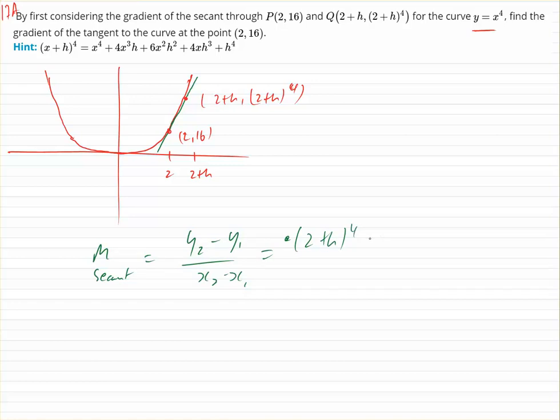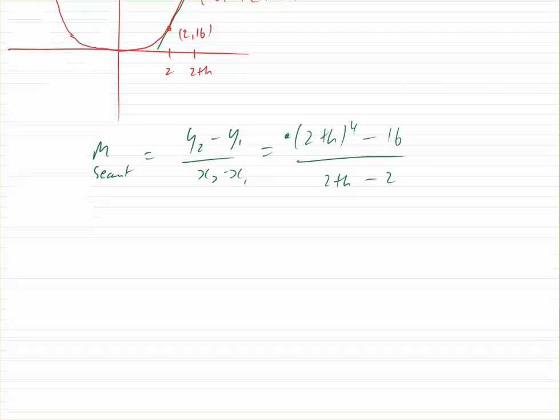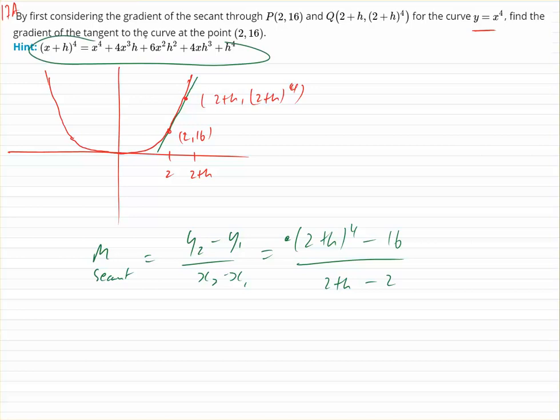We shouldn't let that deter us. We can sort of do that. So y2 is (2 plus h) to the power 4 minus y1, which is 16, on x2 minus x1, which is 2 plus h minus 2. Okay. Now, in the question, it actually helps us to expand that power 4 bracket. So we go the first term in the bracket to the power 4. So 2 to the power 4. 2 to the power 3 is 8. 2 to the power 4 is 16.